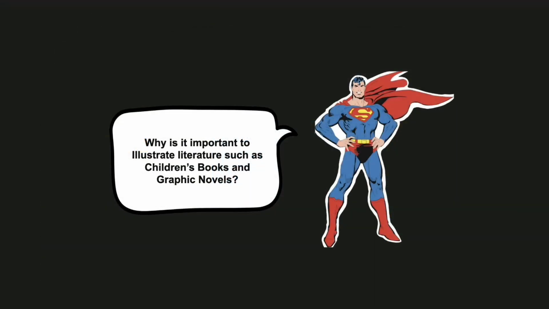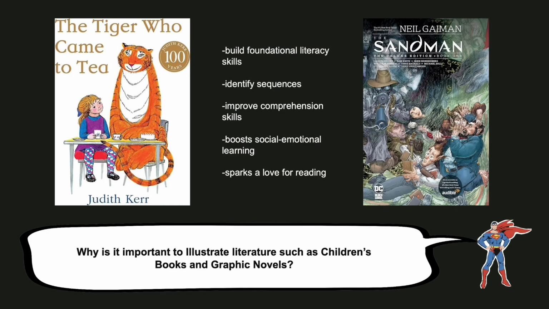Why is it important to illustrate literature such as children's books and graphic novels? Illustrating literature is important because it widens its appeal and offers artists and writers a medium for creative storytelling and expression. They provide children the tools to help build their foundational literacy skills. Other reasons they're important are for helping to identify sequences, improve comprehension skills, boost social-emotional learning, and sparking a love for reading. Beyond their educational values, illustrated books are a form of entertainment, offering engaging stories, often covering a broad range of genres and portraying diverse characters and settings.